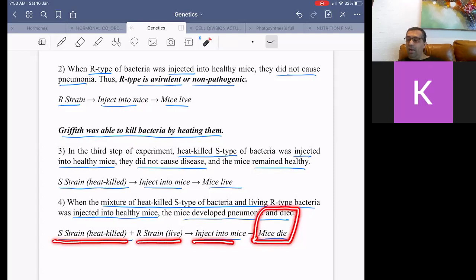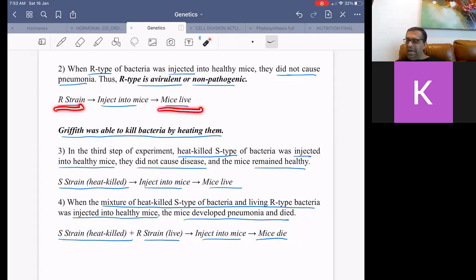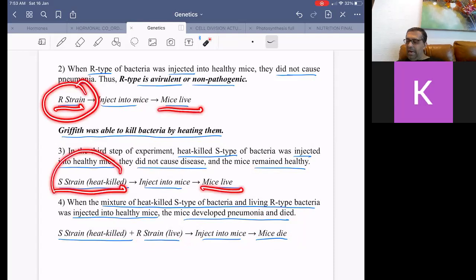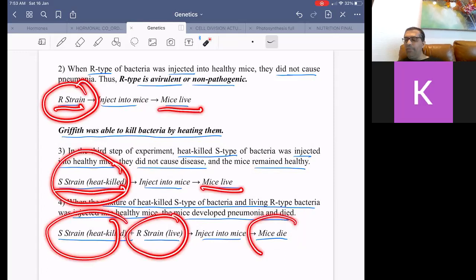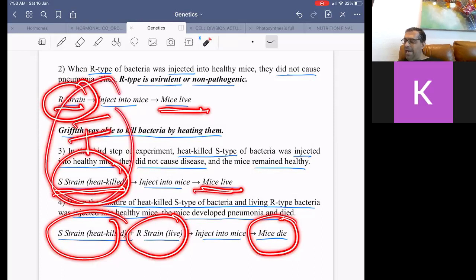And the mouse died. And we have already proven that live R type does not kill the mice. Killed S type does not kill the mice, but live R type and killed S type, when mixed together, cause death of the mouse. So how did this happen? Live R type does not kill, heat killed S type does not kill, mice remain alive. But when both were mixed, then the mouse died.